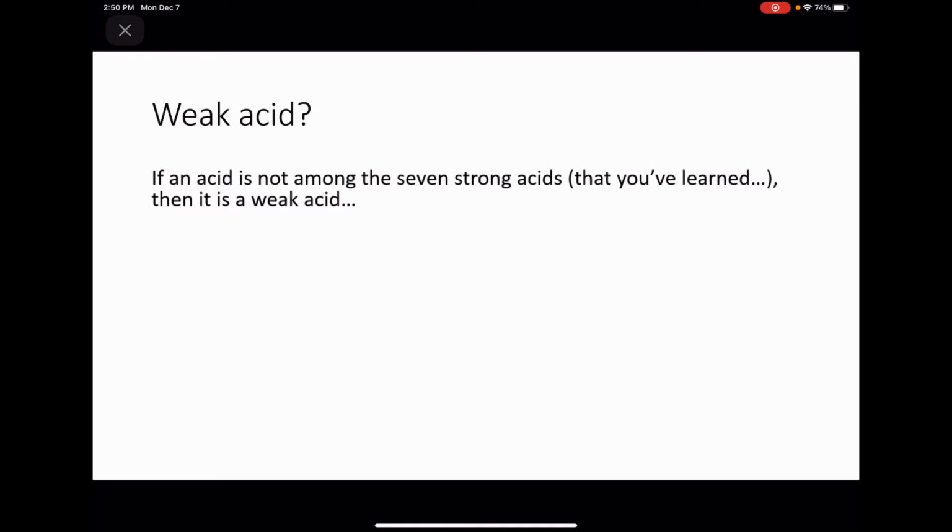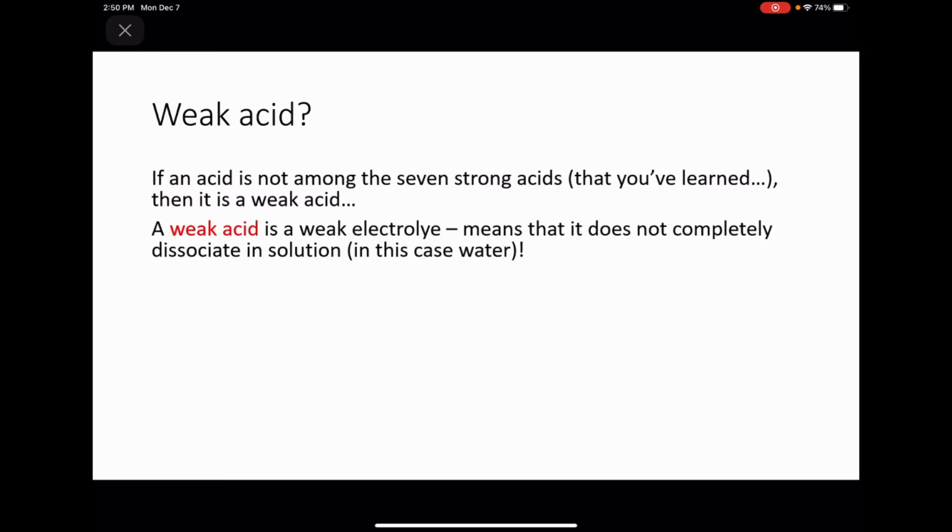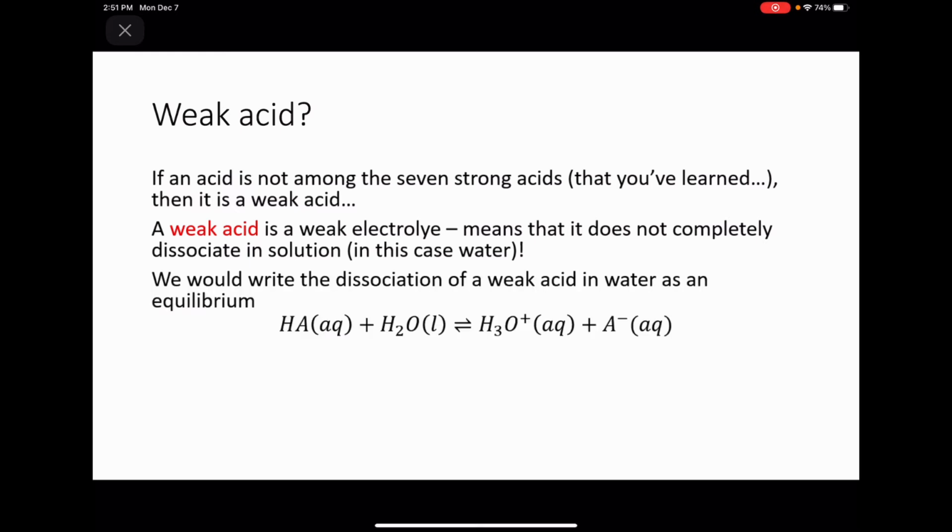You need to memorize that, because if it's not one of those strong acids, that means it's weak. If it's weak, that means it's a weak electrolyte. In other words, it does not completely dissociate in solution. In this case, we're talking about aqueous solutions, and actually in all of 106, we're going to talk about aqueous solutions. So it means that this does not completely dissociate. We're going to have some of the molecular components still left.